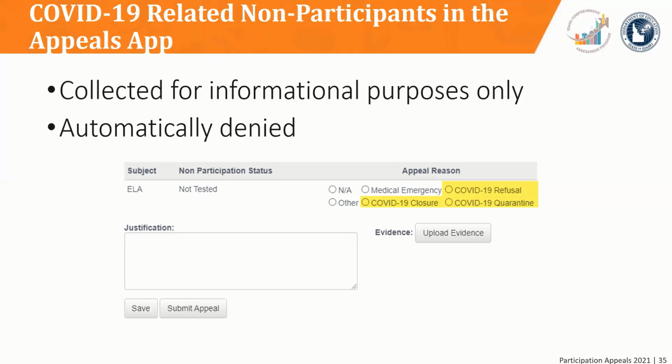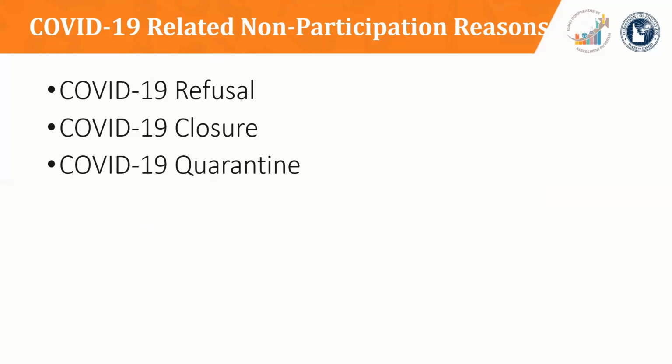We are only gathering COVID-19 related non-participants for informational purposes. Quote-unquote appeals for those COVID-19 related non-participants will be recorded but denied upon the closure of the appeals window. In the application, you'll find 3 COVID-19 related non-participation reasons: COVID-19 refusal, COVID-19 closure, and COVID-19 quarantine.